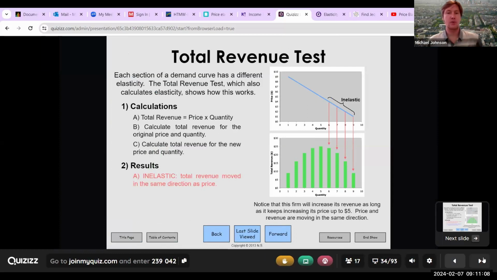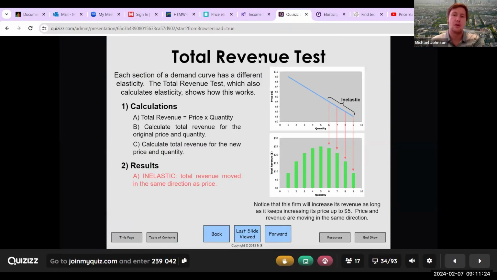For inelastic demand, total revenue moved in the same direction as price. So if it's inelastic, total revenue will go down with higher quantity. So for inelastic demand, total revenue will go down with higher quantity. Elastic demand, total revenue will go up with higher quantity.